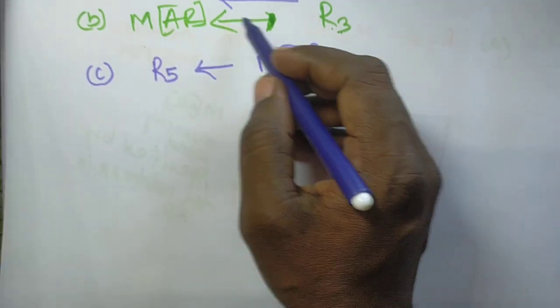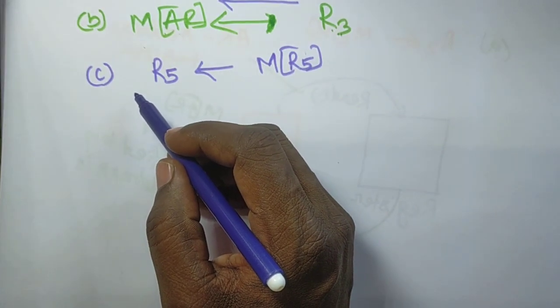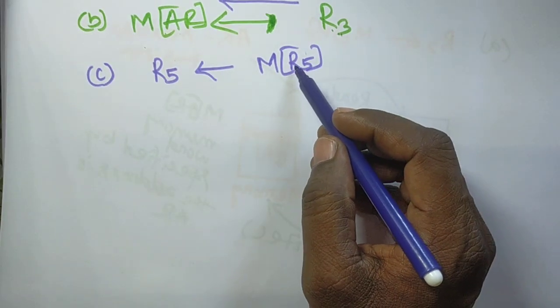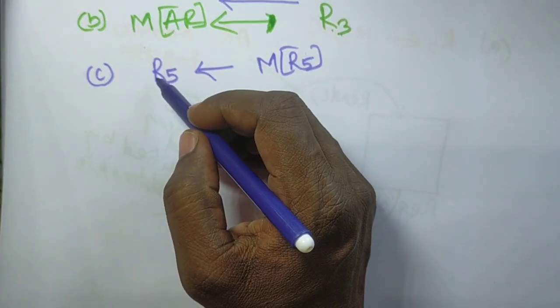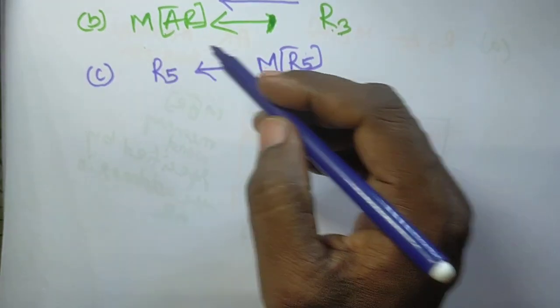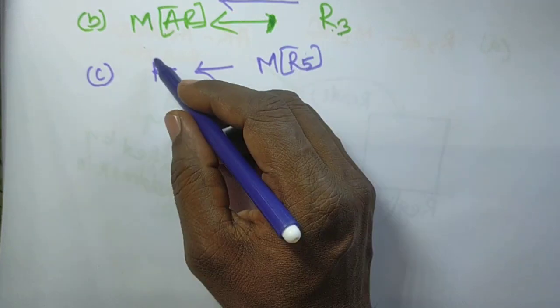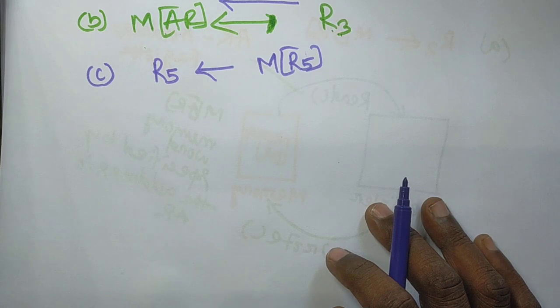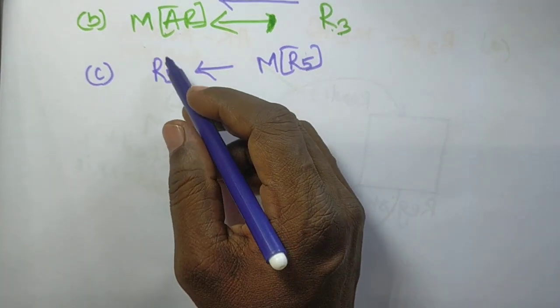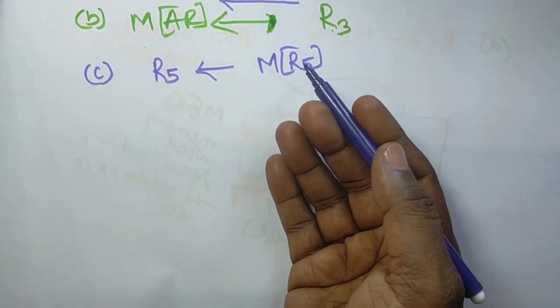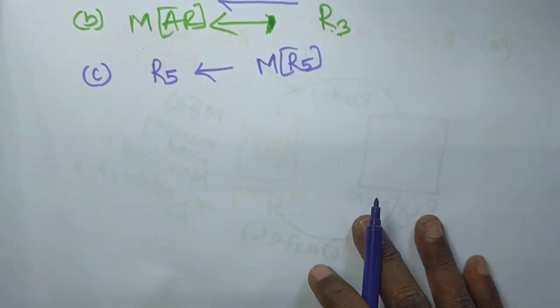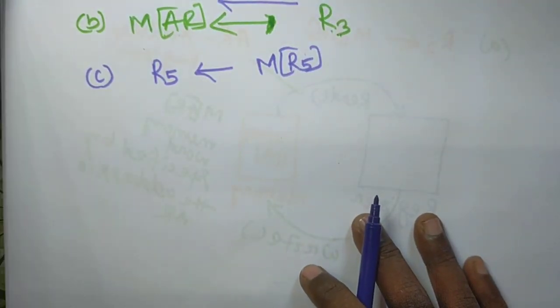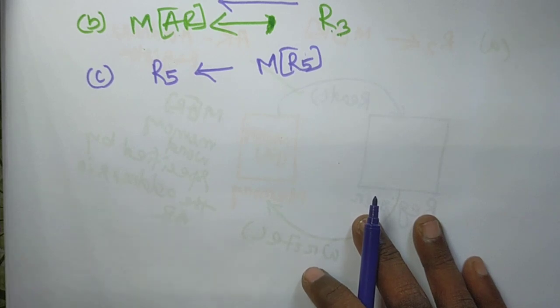Okay, when it transfers to R5, that means the content is transferred into R5. Okay, so obviously what happens to the previous data? The previous data of R5 will be destroyed automatically. The content from memory is transferred into R5. Okay, this is the basic concept regarding this kind of statement. So it is a very easy way we can define.